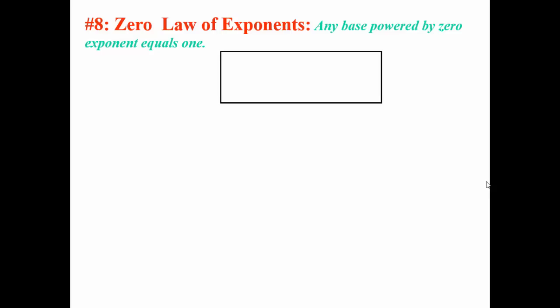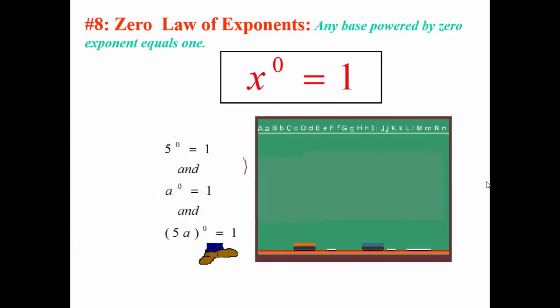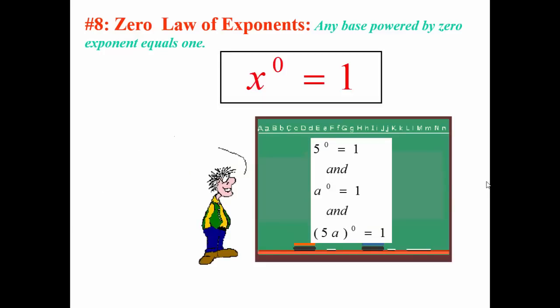Sorry guys, I thought the last one was the last, but it's not. Here we have the zero law of exponents. So anytime you have a base powered by the zero exponent, it will equal 0. This is one of the easiest ones to remember. Anytime it is raised to 0, it equals 1.